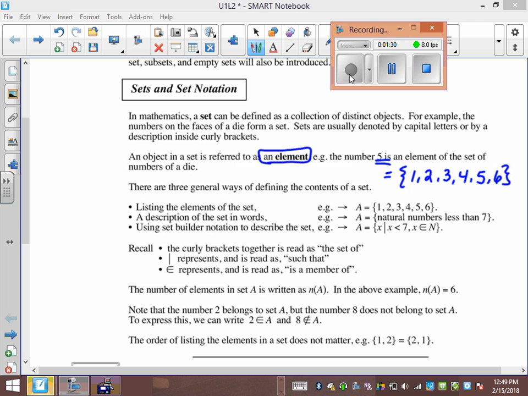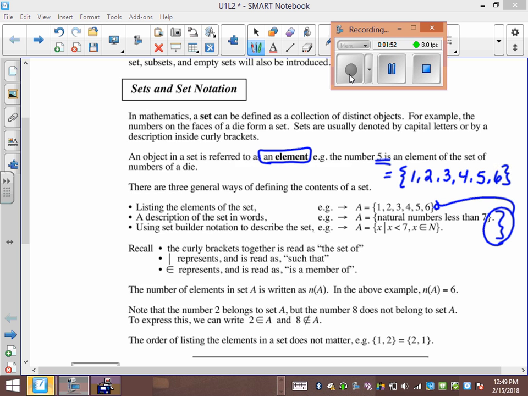So you can list the elements as a set. You can have a description of a set in words, or you can have it as a notation. But with both of these forms, I always turn it into the listed form because you want to be able to see all the different numbers, right? It's a lot easier when you're comparing sets together.